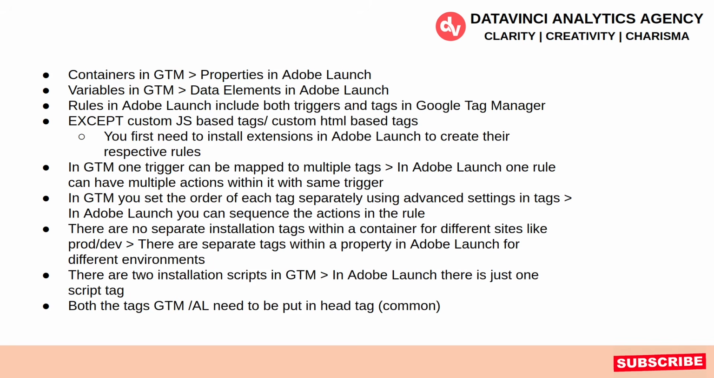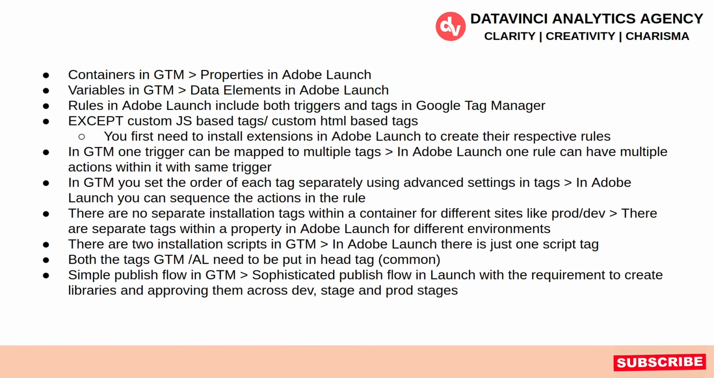Both the tags in Google Tag Manager and Adobe Launch need to be put in the head tag, so this is something common. There are two installation scripts in Google Tag Manager, and in Adobe Launch there is just one script tag. In Google Tag Manager there is a simple publishing flow, and in Adobe Launch there is a sophisticated publishing flow with the requirement to create libraries and approve them across dev, stage and prod stages. There is a native debugger in Google Tag Manager, which as I mentioned I love, and in Adobe Launch you need to use the Launch Switch browser extension, which is available at least in Google Chrome in the web store, and from there you can get the extension.